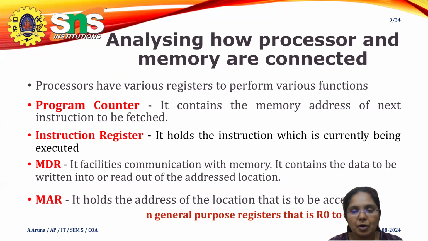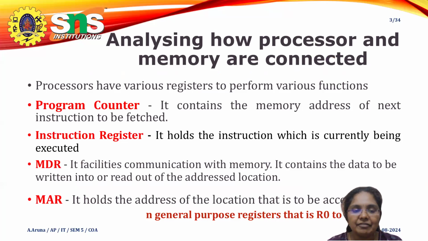First one is the program counter. The program counter holds only memory addresses. The address stored there is that of the next instruction, that is, what is the next instruction to be fetched for the execution of an instruction. In that case, we are using a program counter. Simply we can say it contains the memory address of the next instruction to be fetched.